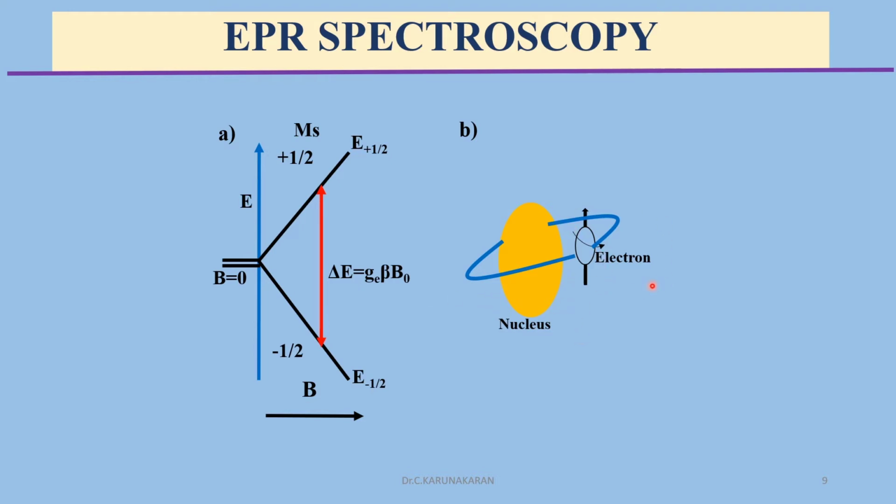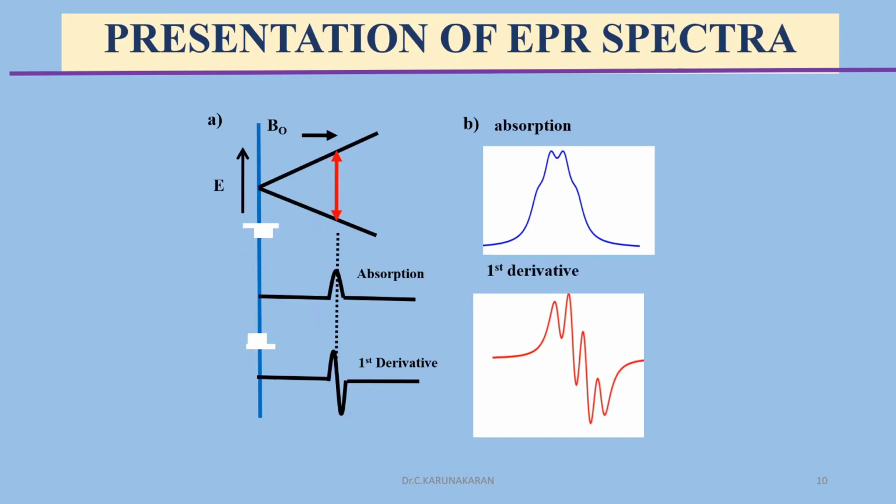The electron spins about its own axis and also revolves in an orbit. I forgot to tell, ESR spectroscopy is also called electron spin resonance spectroscopy, electron paramagnetic resonance spectroscopy, or electromagnetic resonance, EMR spectroscopy. How are the EPR spectra presented?